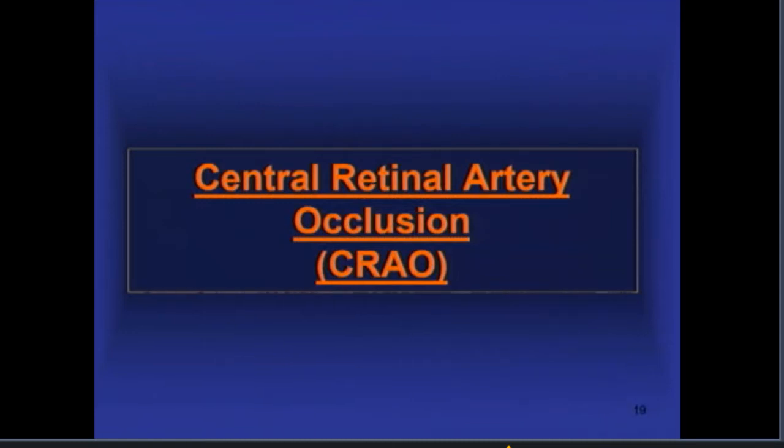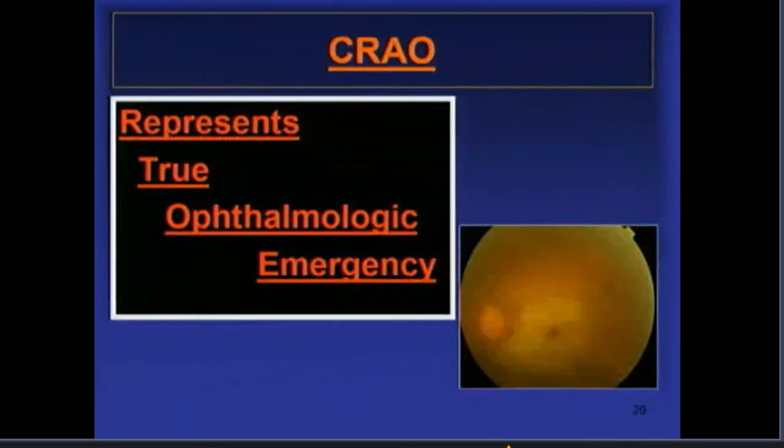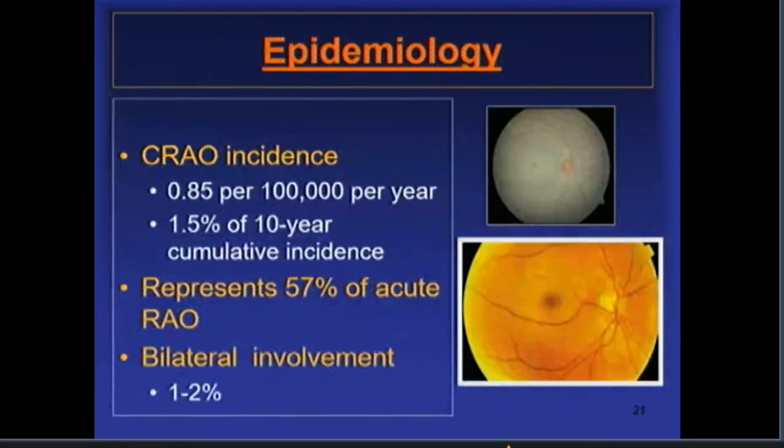Second, types of retinal arterial occlusion. One is central retinal artery occlusion, and this is one of the things representing a true ophthalmic emergency. It shows an incidence of 0.85 per 100,000 per year and a 1.5 10-year cumulative incidence, and represents 57% of acute retinal artery occlusion.